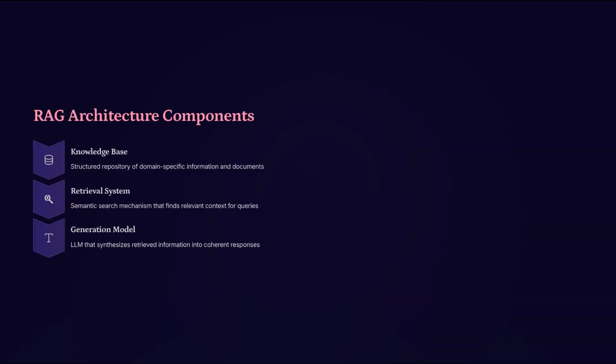As we delve deeper into retrieval augmented generation systems, let's explore the key components that make up their architecture. First, we have the knowledge base, a structured repository filled with domain-specific information and documents. This is where the system draws its insights, ensuring that the responses generated are not only relevant but also accurate.